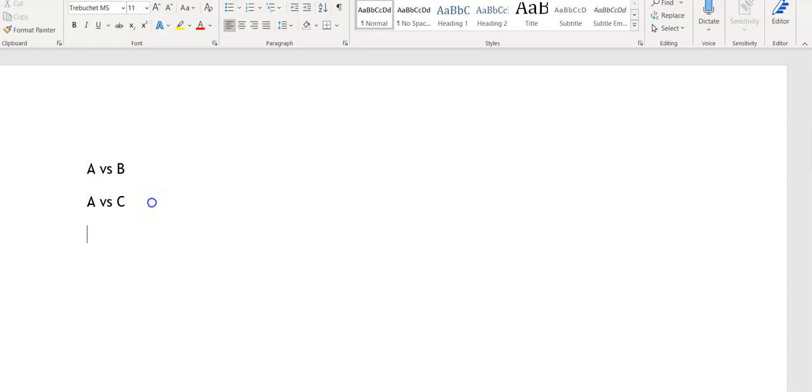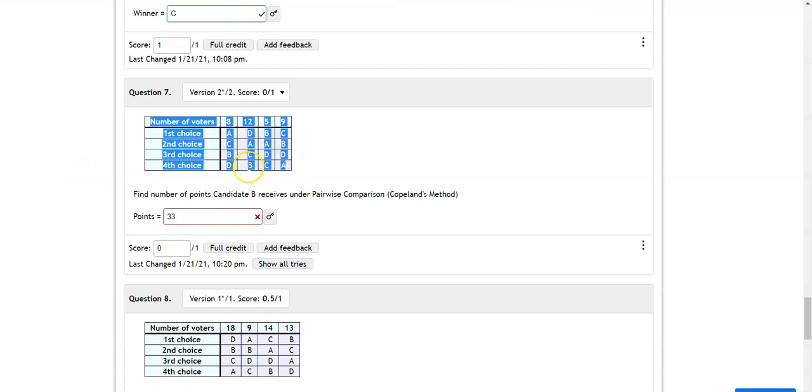We're going to do A versus B, A versus C, A versus D, and then we'll do B versus C and B versus D and C versus D. Now that's 6 comparisons, that's 6 possible points that someone could win, and the truth is that somebody can't win that many points because they're not in every comparison. So let's do A versus B first and see who wins that fight.